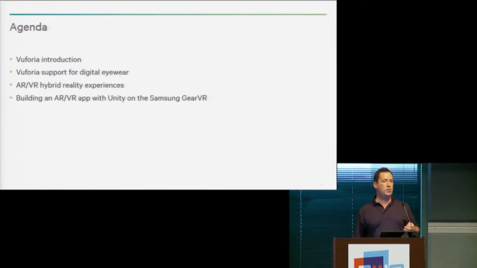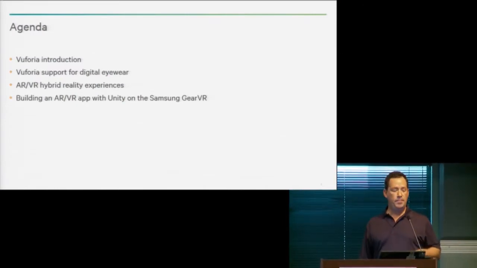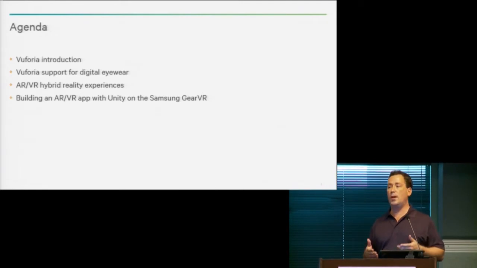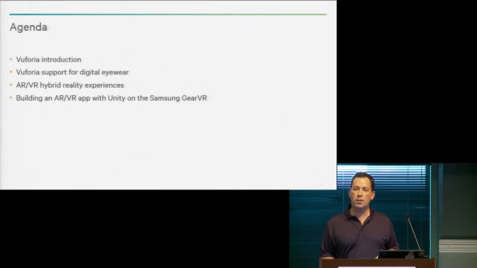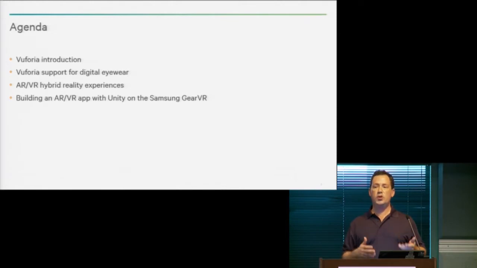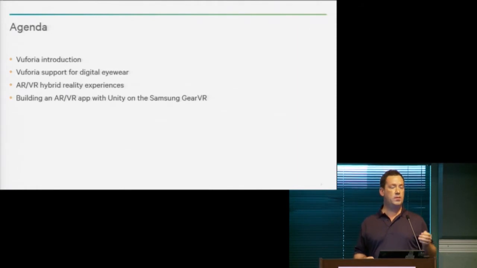In today's session, what I'm going to do is provide you with an introduction to Vuforia and talk about our current support for digital eyewear and how that's enabling the creation of a new class of AR/VR hybrid reality experiences. What we've seen is that AR is excellent at providing a transition into immersive experiences, for gracefully transitioning a user into an immersive environment, and that it also enables the use of objects as tools within virtual worlds. So I'm going to talk about some use cases for that and show you some examples. And then at the end of the session, I'll take you through a walkthrough of how to author an AR/VR experience in Unity using the Samsung Gear VR.